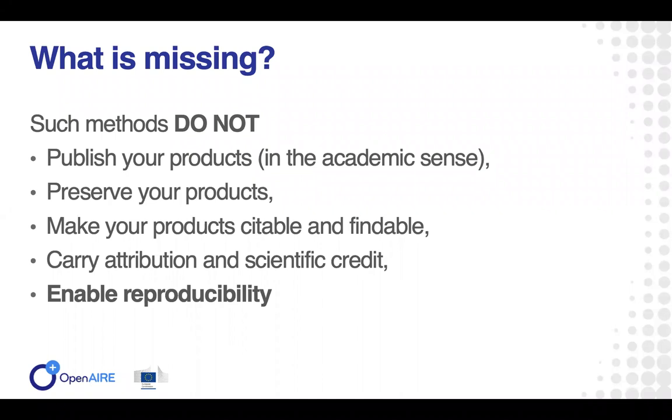These kinds of services that we have seen in the previous slides do not make your product citable and findable. So they do not, for example, assign a PID to your product, and they do not carry attribution and scientific credit. So people will not be able to cite your product in the academic way, and they do not enable reproducibility, because reproducibility is complex, and storing your resource somewhere does not really allow reproducibility. You need all the rest of the FAIR principles to be applied to your product. For example, you should make your product interoperable, you should link it to other resources, and so on.